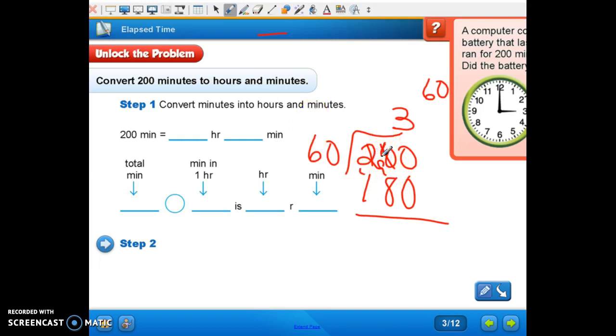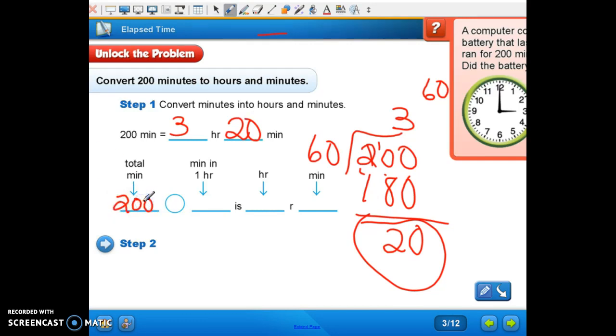Whoops, that should say 10. Sorry. I got it right because I did it in my head. So 0 minus 0 is 0. 10 minus 8 is 2. So how many hours do I have? 3. And how many minutes do I have left over? 20. So 200 minutes, which is what the battery lasted, was 3 hours and 20 minutes. So our total minutes are 200 divided by 60 is 3, remainder 20.